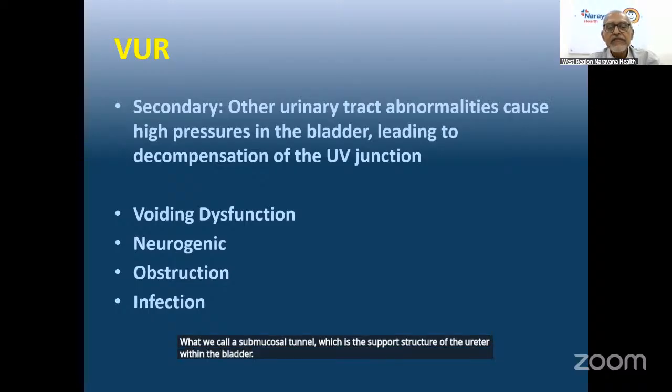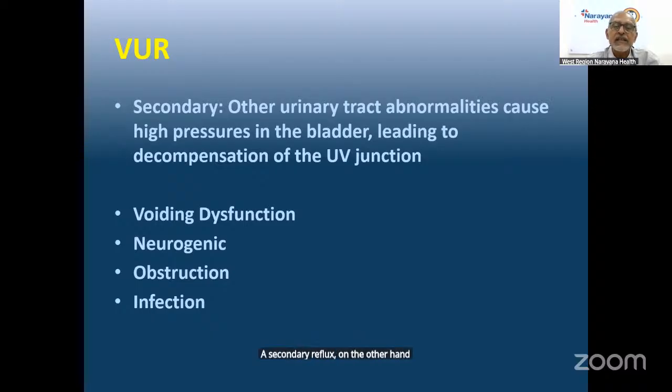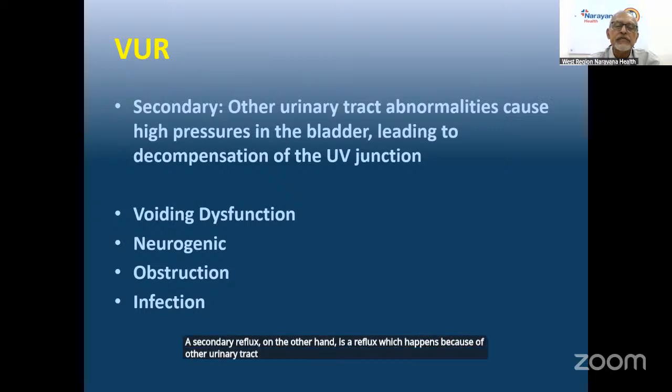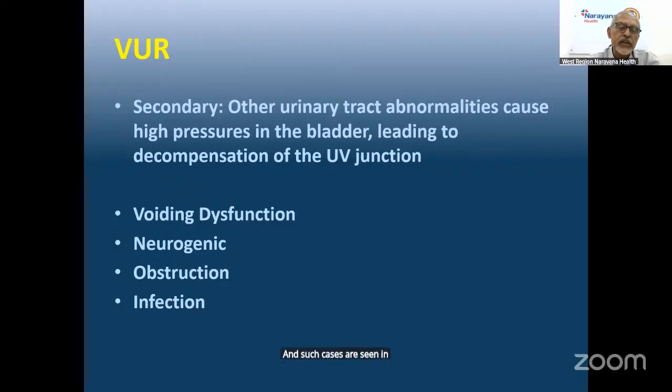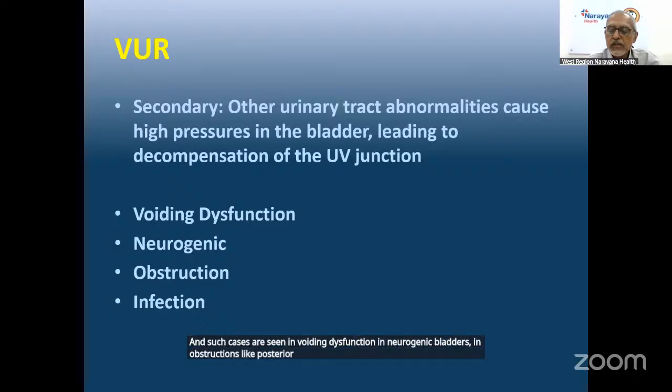A secondary reflux, on the other hand, is a reflux which happens because of other urinary tract abnormalities which cause high pressure in the bladder, leading to decompensation of the uretrovesical junction. Such cases are seen in voiding dysfunction, in neurogenic bladders, in obstructions like posterior urethral valves, or sometimes with infection.